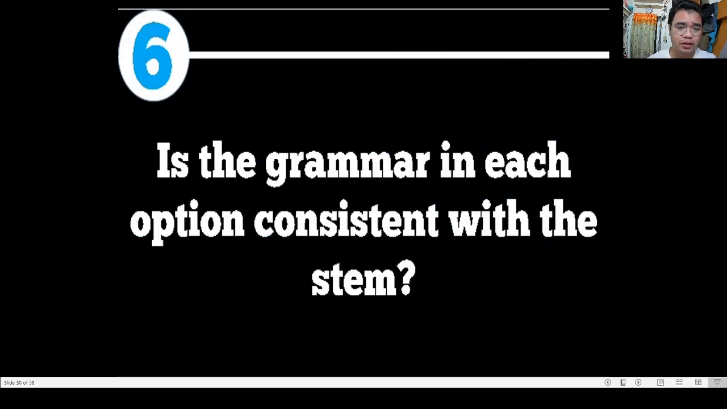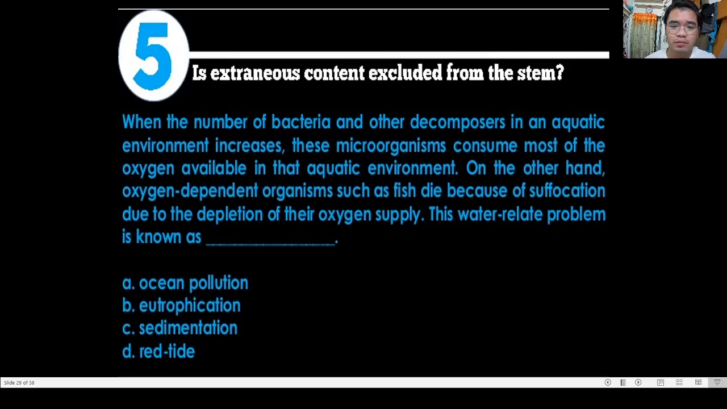Okay, so the revision is you could alisin mo na yung on the other hand, because when the number of bacteria and other decomposers in an aquatic environment increases, these microorganisms consume most of the oxygen. So yun na. So this water-related problem is known as, so the answer here is eutrophication. Okay, so letter B is the correct answer.